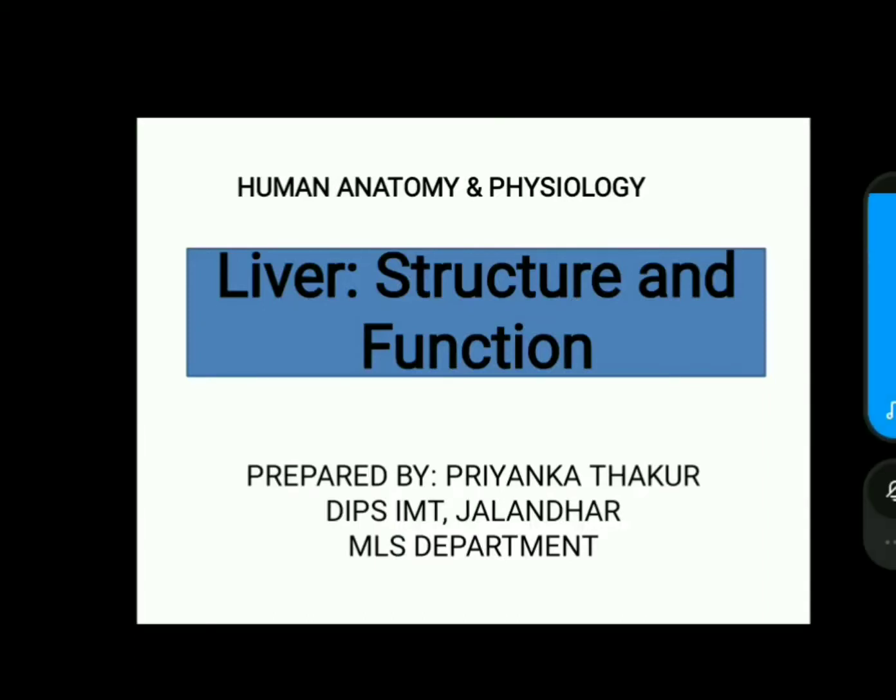Hello everyone. Today we will talk about liver structure and function, one of the topics of B.Sc MLS third semester. So let's get started.